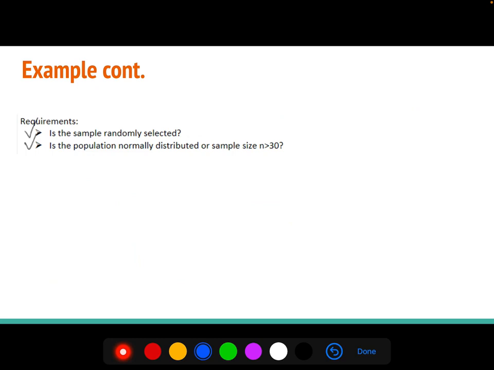So check. Is the population normally distributed or the sample size greater than 30? It's probably not on here. So it was n equals 15. But remember, we said we could use it between 15 and 30 if we had to. Now, remember, this was a 95% confidence interval. So 95% corresponds to a t alpha over 2 equal to 2.145.